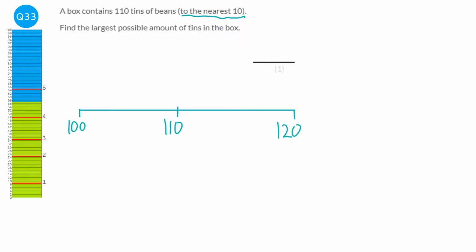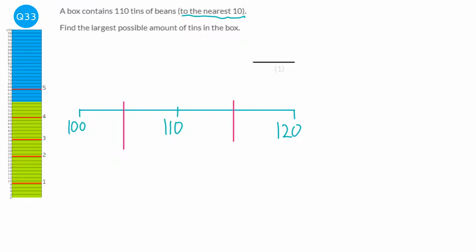Now we're interested in the cutoff, and the cutoff point is between the 2 numbers. So that's the cutoff point. If it goes above that cutoff point, it would have rounded to the next number up. So if the number was here, it would round to 120.